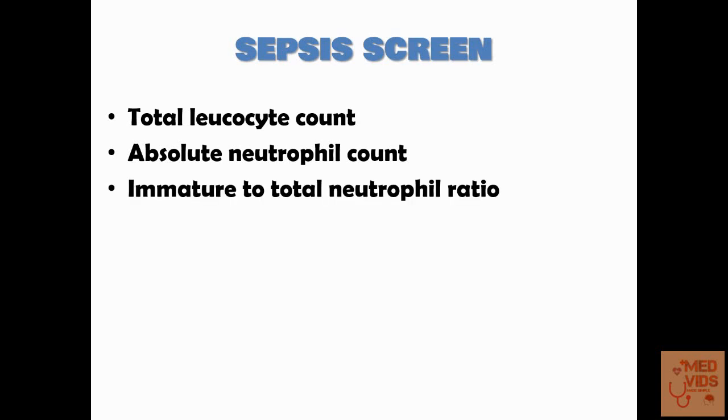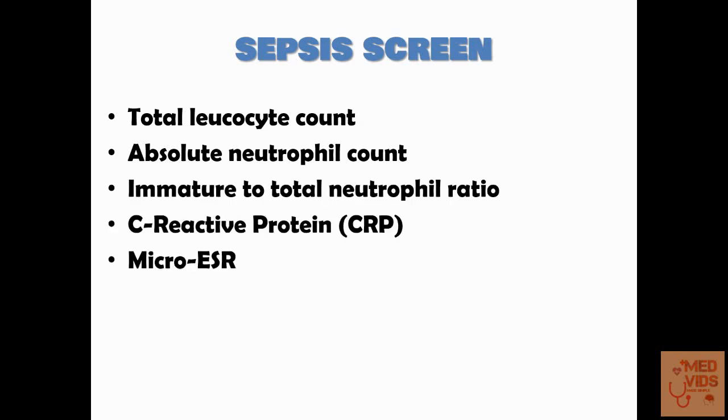Sepsis screen includes a few tests which are done for diagnosis of sepsis. Sepsis screen usually includes total leukocyte count, absolute neutrophil count, immature to total neutrophil count, C-reactive protein, micro-ESR, and lumbar puncture is usually not done in every child. If you suspect meningitis in some high-risk neonates, you can do lumbar puncture to see if the child has meningitis. But remember, the sepsis screen usually need not include lumbar puncture in all cases. The first five things which I mentioned at the top of the list are usually involved in the sepsis screen.